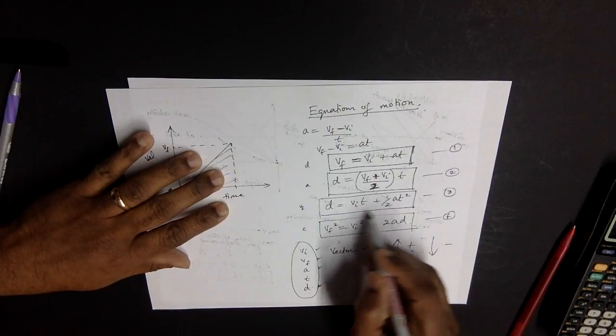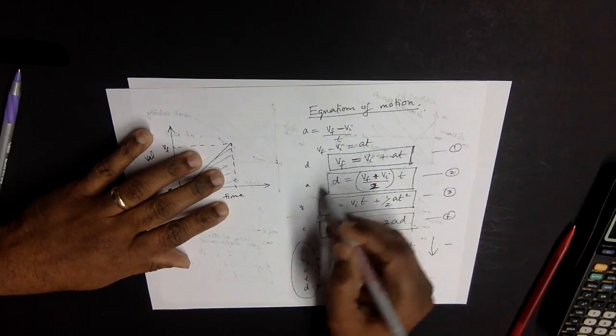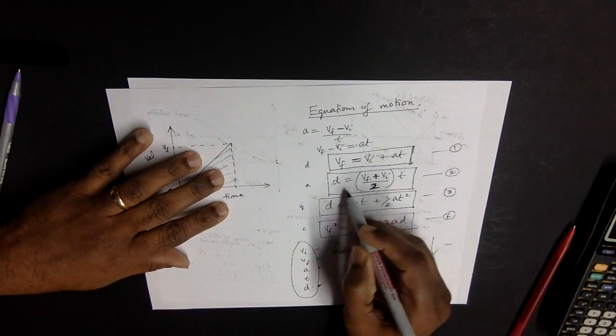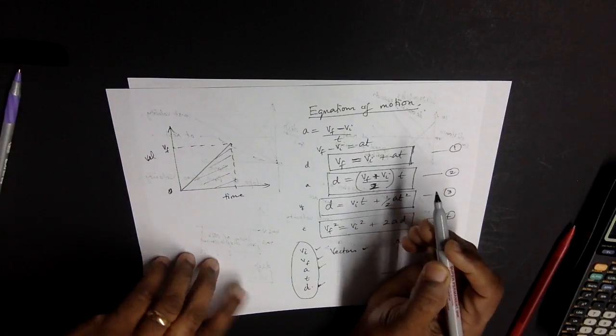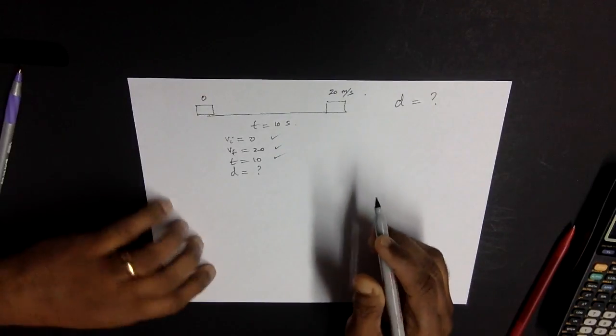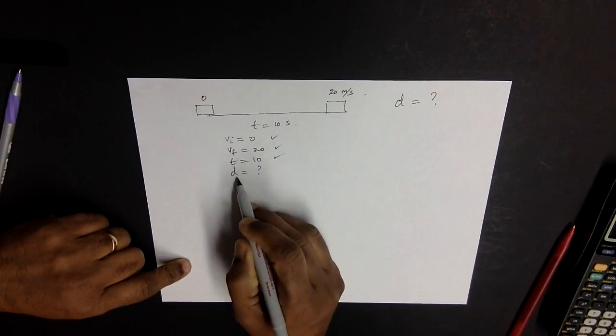If you're given some variables, but final velocity is not given to you, then use this equation. If you're not given anything about acceleration, then use this equation. If you're not given the displacement, then use this equation. So back to the problem. You are given VI, you are given VF, you are given time, you want to find D.